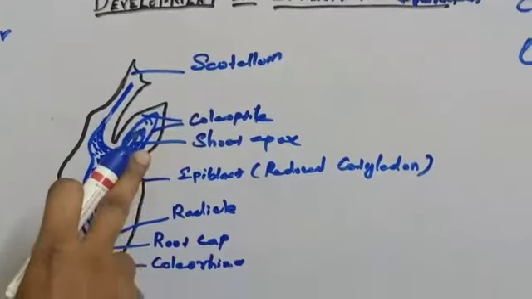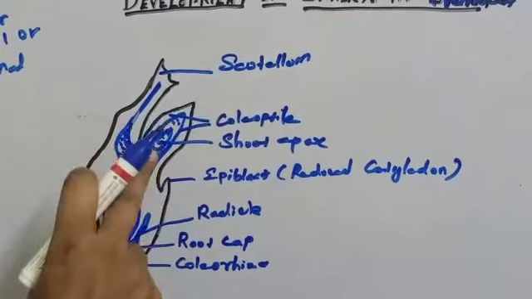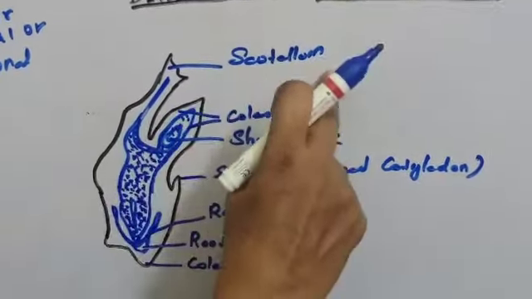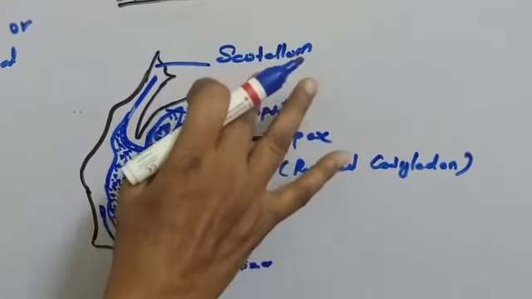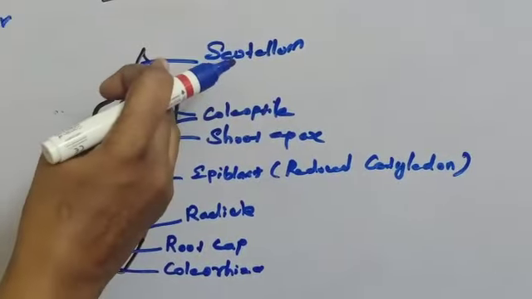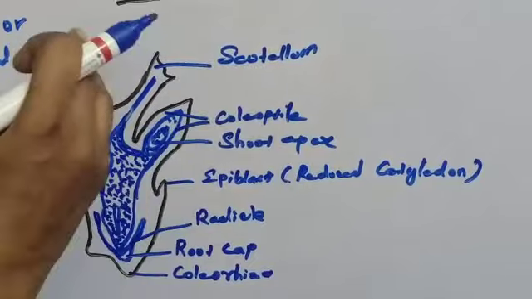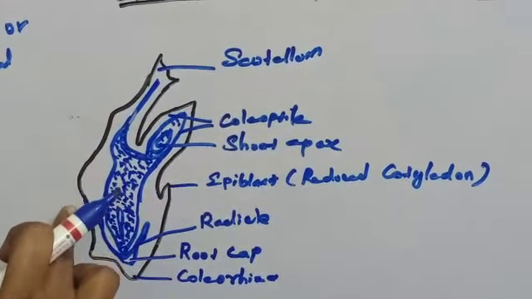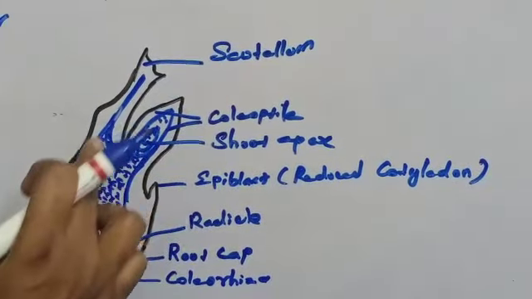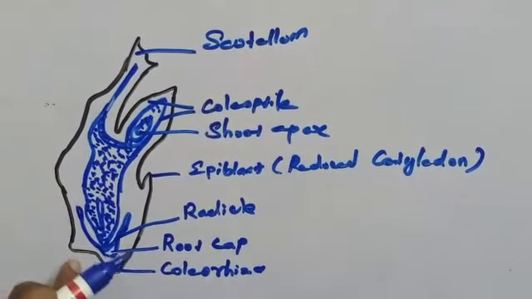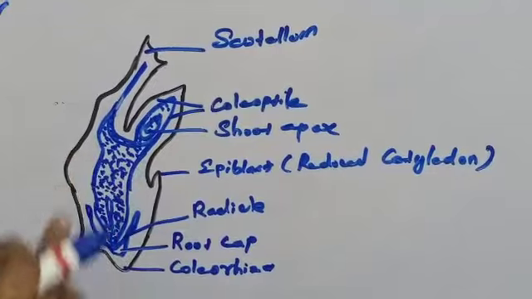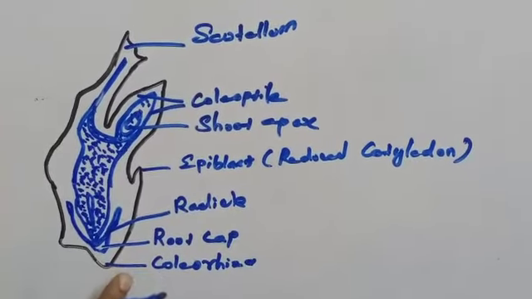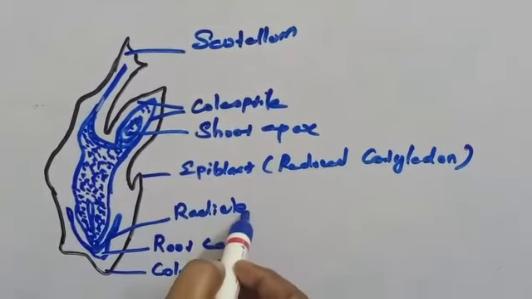For example, grasses. In the grass family, the cotyledon is called the scutellum. It is shield shaped, and it is situated towards the lateral side of the embryonal axis. At its lower end, the embryonal axis has the radicle.